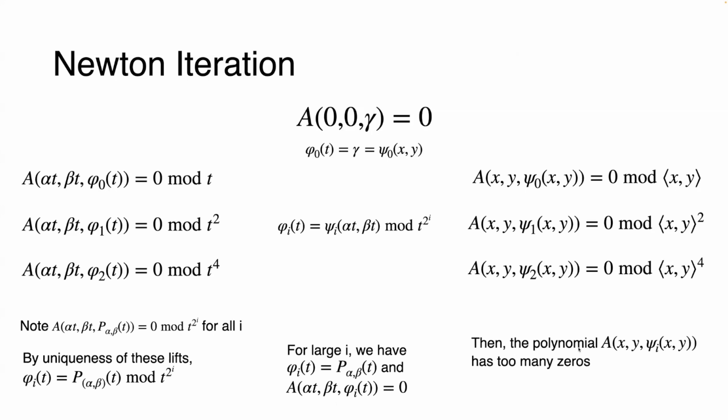But this means that if we consider the polynomial A of x, y, psi i of x, y, this has too many zeros because on every point alpha, beta where we do see an honest root, those are all going to be points at which A of alpha, beta, psi i of alpha, beta is going to be equal to 0. And this allows us to argue that this must actually be the zero polynomial, which is exactly what we set out to prove. And that completes the argument.